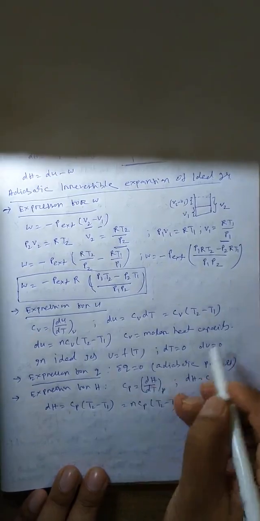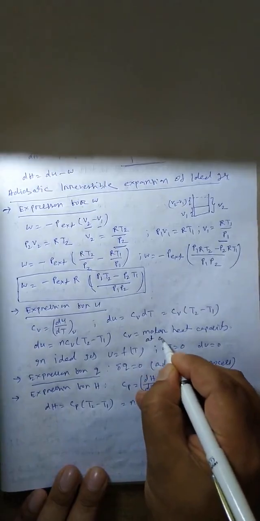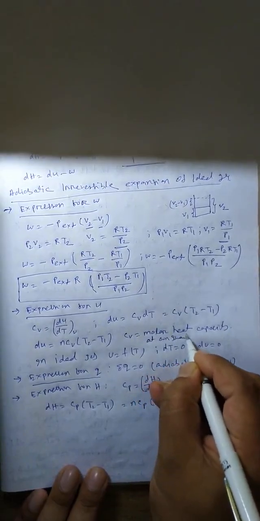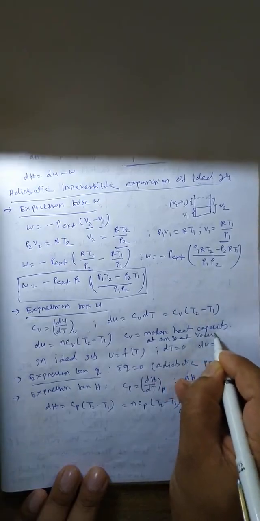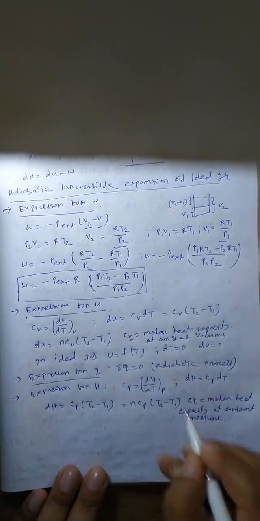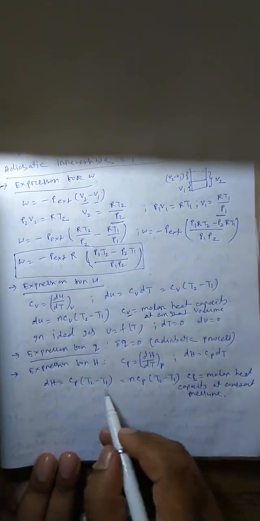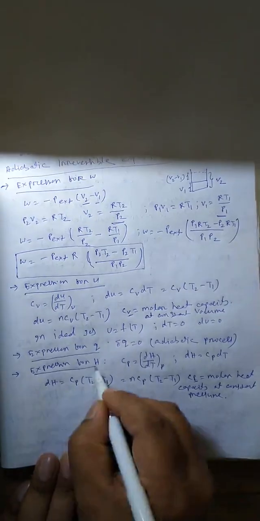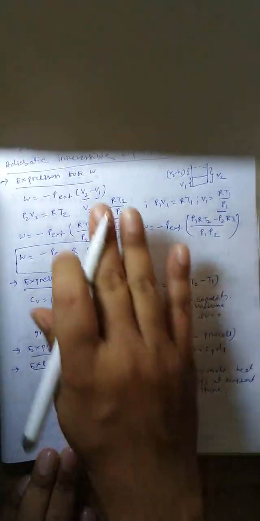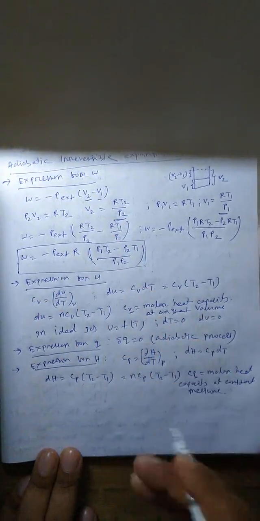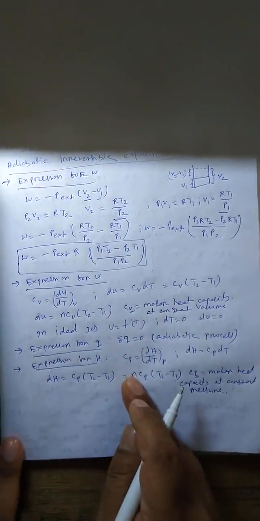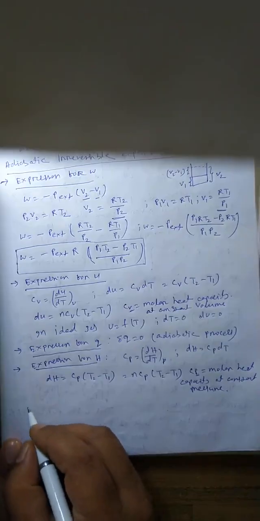That is the molar heat capacity at constant volume, Cv, and here the pressure is constant. So this is the expression for enthalpy. So this is the adiabatic irreversible expansion of an ideal gas. Then adiabatic free expansion.